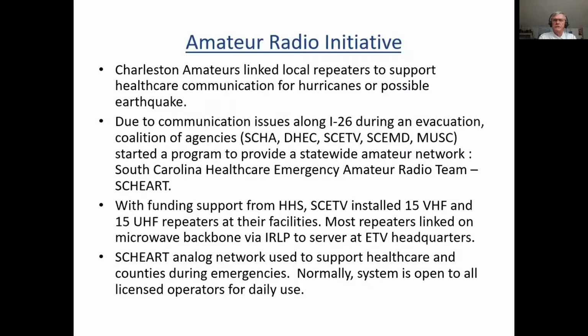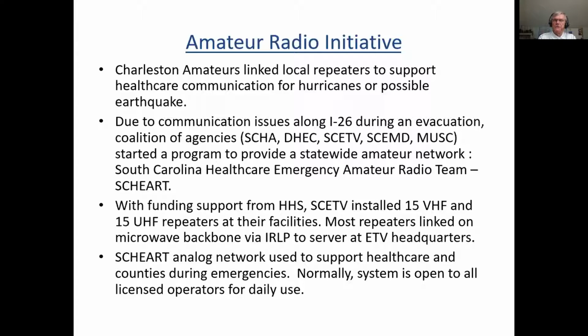Then a few years later, we're doing an evacuation. What happens when we have a hurricane approaching Charleston or the coastal areas? We move patients from healthcare facilities inland. A lot of times some go to Columbia, some even go as far as Greenville. During one of these evacuations, the interstate became a parking lot. We had areas where we didn't have good cell phone coverage, and some ambulances could not talk to anybody. In other words, there was a problem.